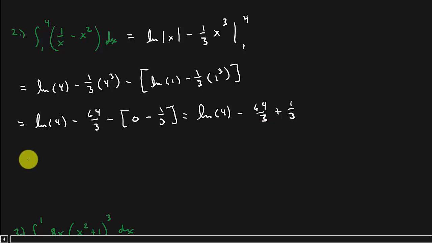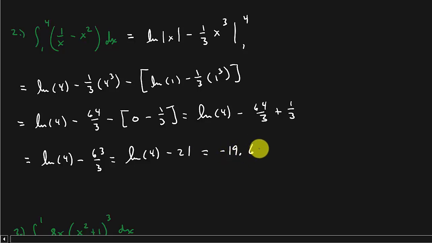I will write it out. So that's natural log 4 minus 63 over 3, which is natural log 4 minus 21. And so this is going to give us negative 19.6137. And there's your answer.